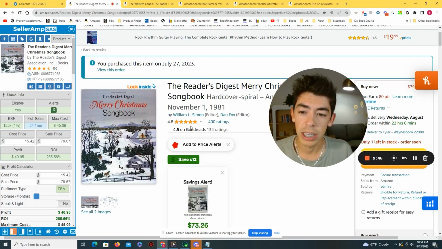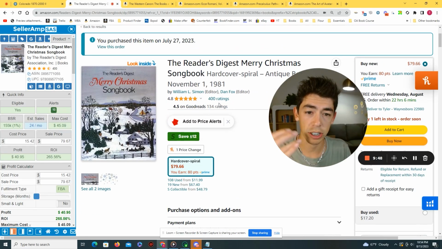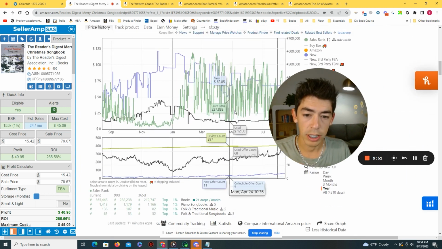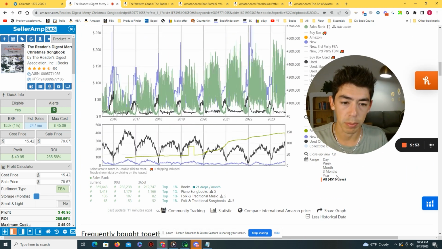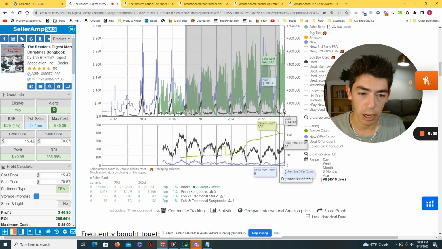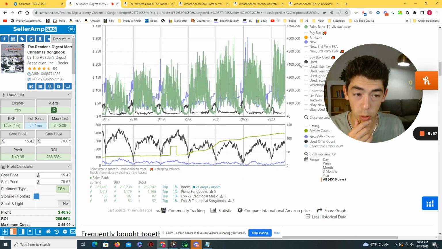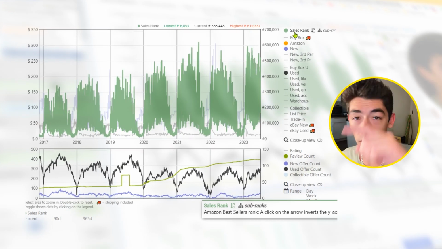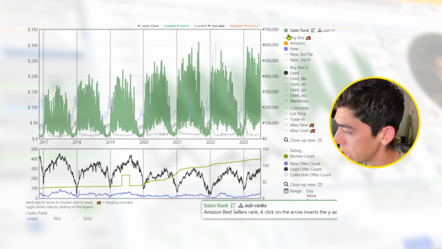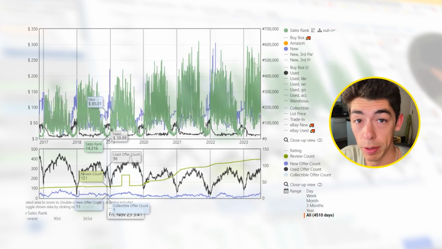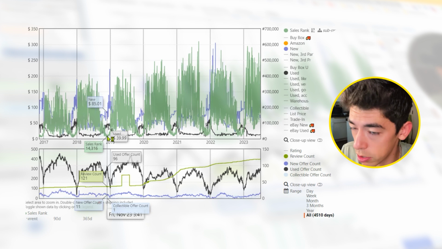So the first one here is Merry Christmas, a Songbook. This is actually a Christmas book, came out in 1981. And let me show you a little bit about supply and demand. Look at this. If you look on the Keepa graph, you'll notice a few things here. One, that sales rank has the stereotypical U-shaped pattern. You can see that it gets really low, right in November, December, because this is a Christmas book. There's a lot of demand then.